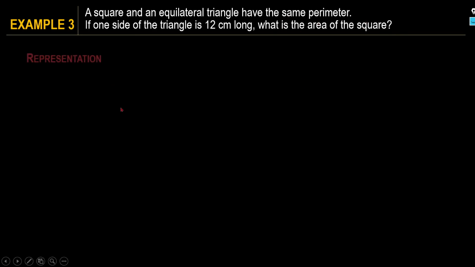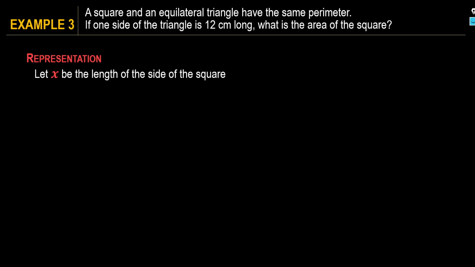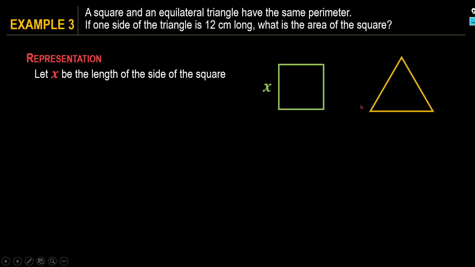So I need to start there. I would let x be the length of the side of the square. And I draw one square, one triangle. Very basic drawing. And I label with what I know. I know for now that the side of the triangle is 12 centimeters.